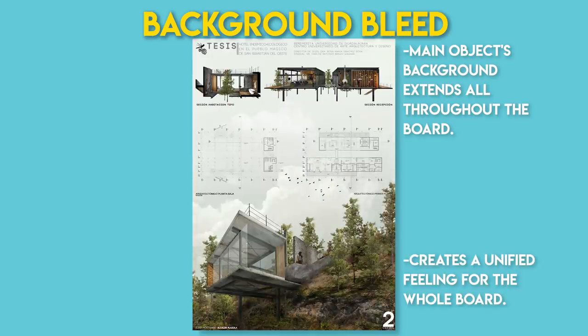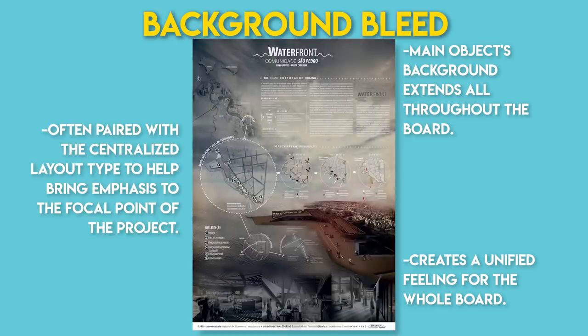So this background often slowly dissolves into a single color, which in turn becomes the background of our other supporting objects. This is super cool and super eye-catchy. This style is often paired with the centralized layout type to help bring emphasis to the focal point of the project, which in many cases is the perspectives.